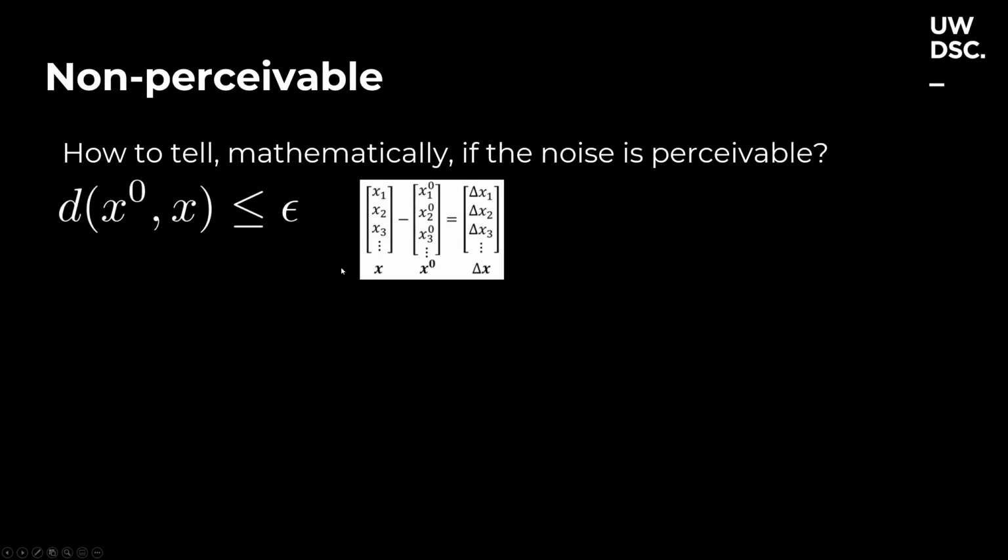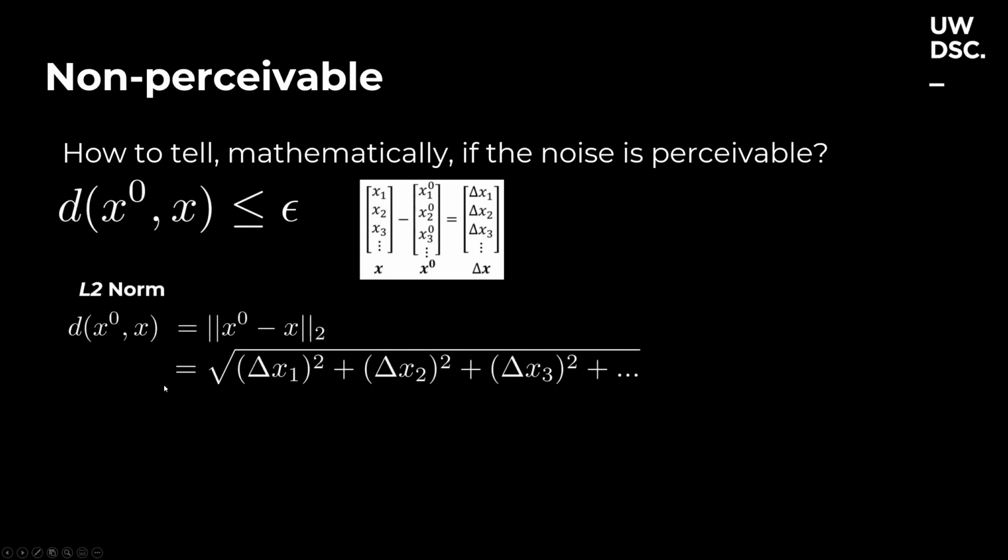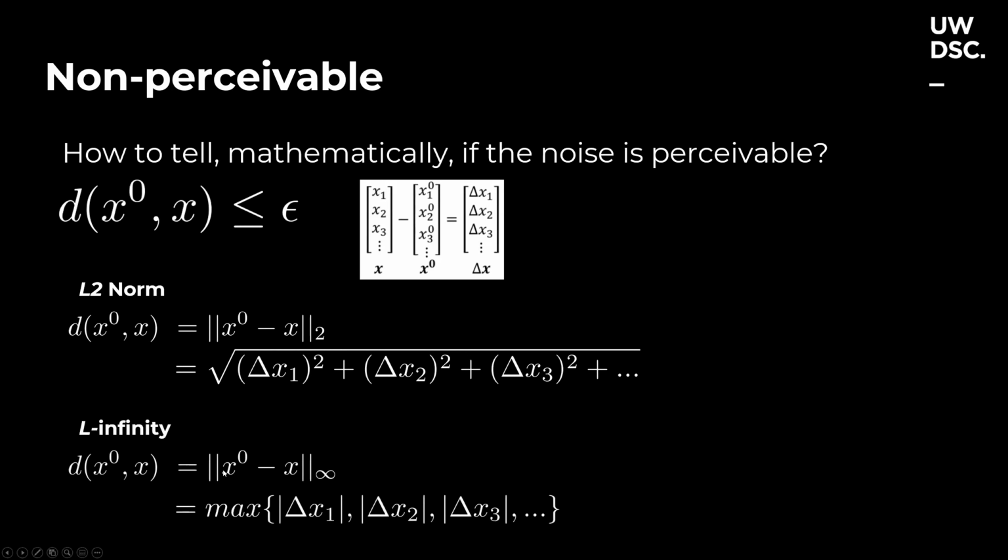So it's basically the difference between those two vectors. If we were to flatten our input images, which are m by m matrices, there are two functions we can use. One is called the L2 norm, and it has the following expression, and the other one is L infinity. So we want to take the maximum absolute value of delta xi to be the loss for L infinity. So why is that?